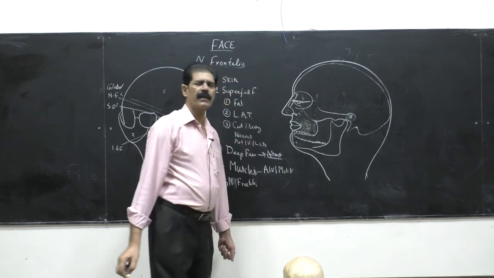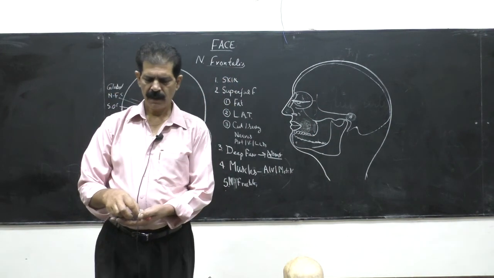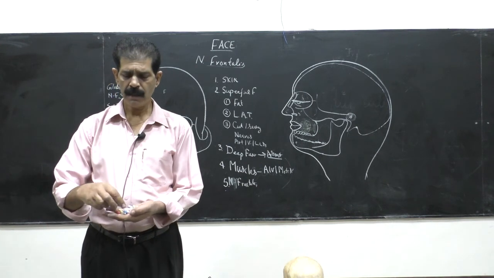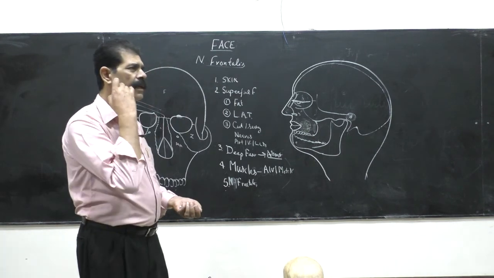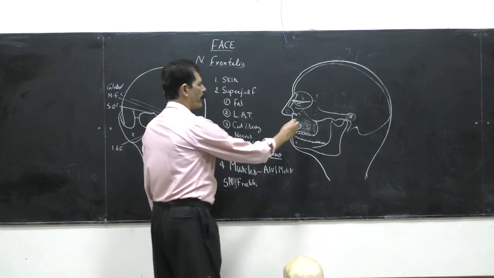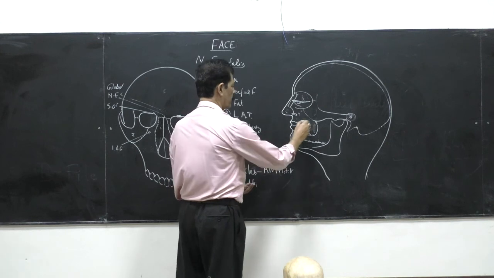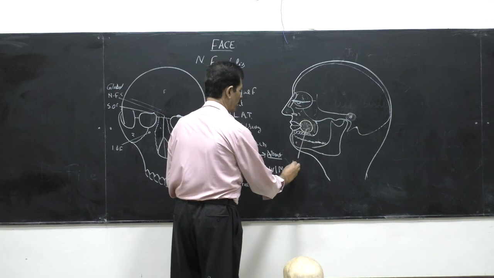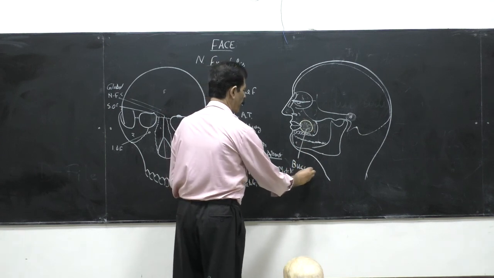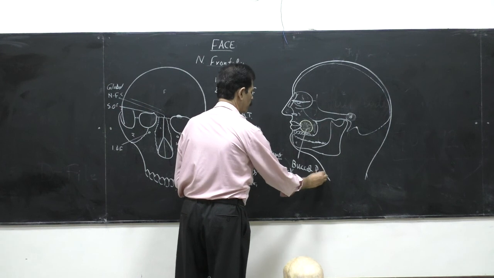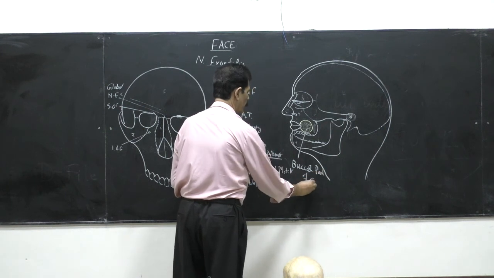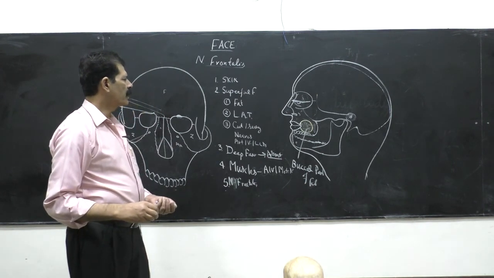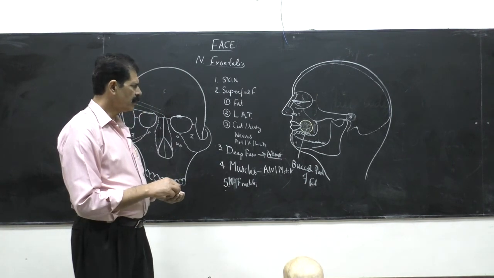First it was told that this is made for the suckling of the breast milk. This pad of fat near the angle of the mouth is called the buccal pad of fat. Buccal means mouth. Buccal pad of fat. So everywhere these structures are present.